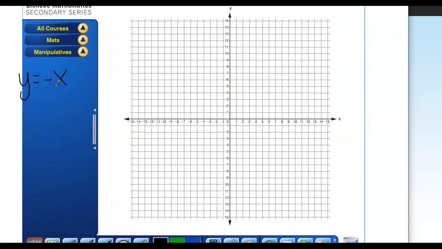Negative x plus 3 over 2. I'm given slope-intercept form, so I can figure out my slope. What is my slope? Negative 1. It's negative 1, because remember, you can put a 1 there, and it doesn't change it. So your slope is negative 1. Your y-intercept is what? 3 over 2, which is the same as 1 and 1/2.